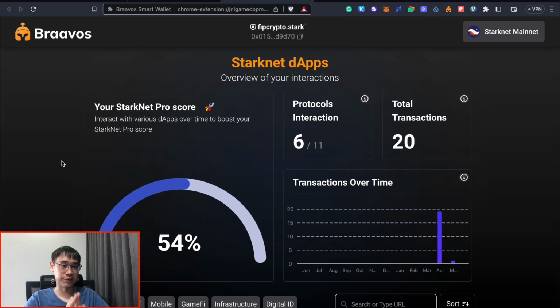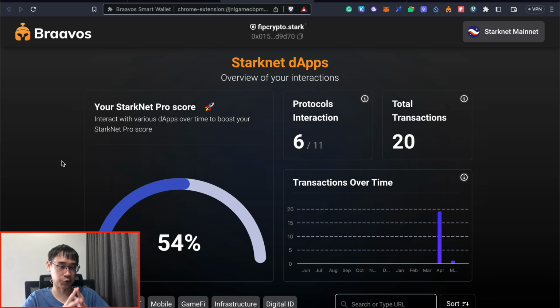If you have watched my previous video where I was sharing my strategy of how I'll be farming the StarkNET airdrop, I actually created a wallet on Braavos, mainly because it has this pro score dashboard that helps me to get a good gauge of how many different decentralized applications on the StarkNET network that I've already interacted with.